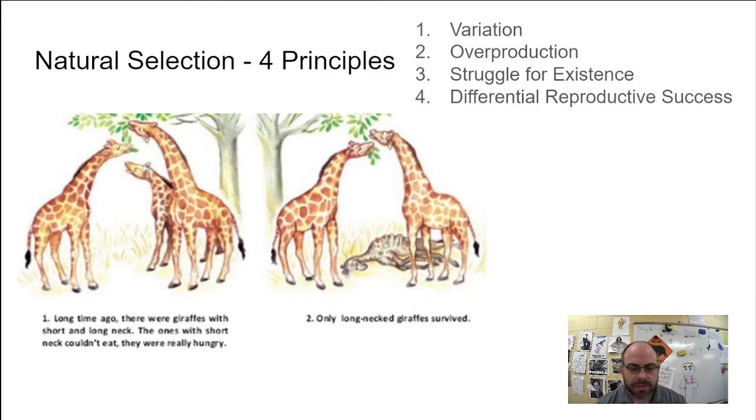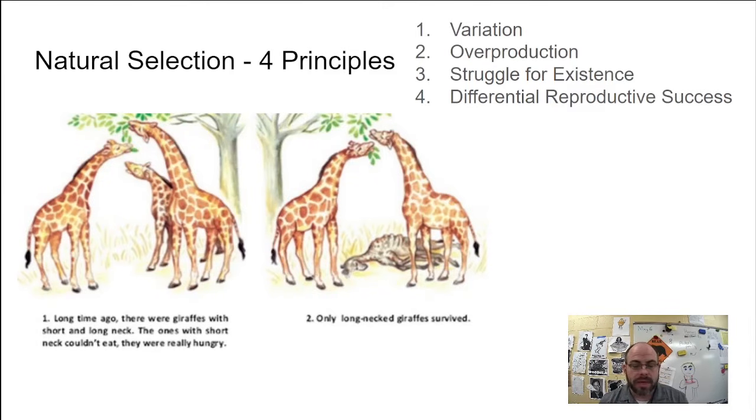There's some more dead giraffes. This one was just pitiful. So, like, yeah, long time ago. This almost reminds me of one of those little storybooks that you see in a doctor's waiting room. I don't know if that's you, but it's me. Long time ago, there were giraffes with a short and long neck. The ones with a short neck couldn't eat, so they're really hungry. So that's what you see in the background of the second picture, a really hungry giraffe. Actually, it looks like it's been dead for over a year. Or maybe not that long. I guess something would have come and eaten the giraffe. Only long-necked giraffes survived.